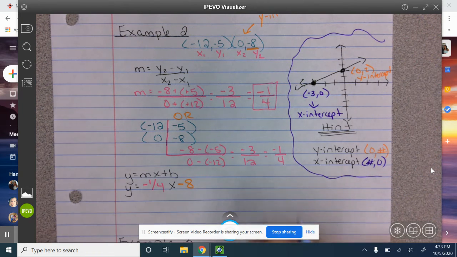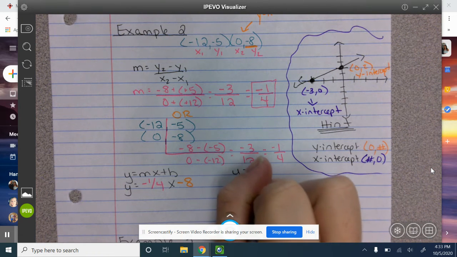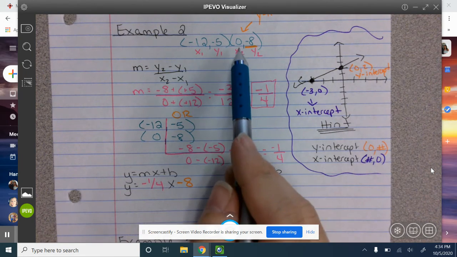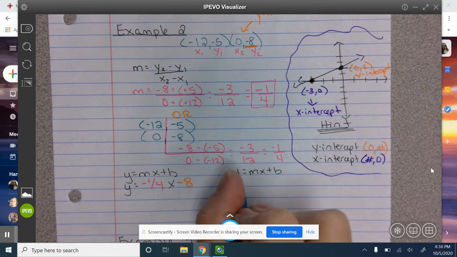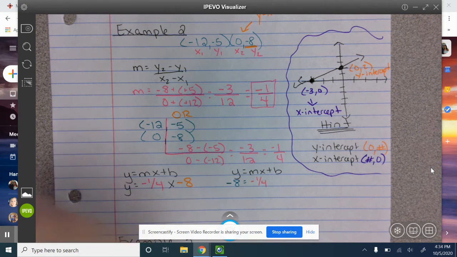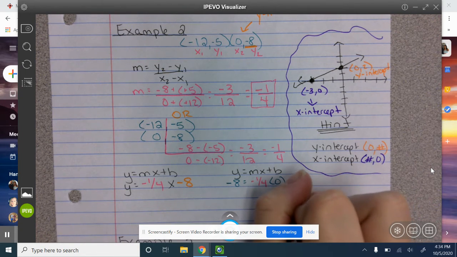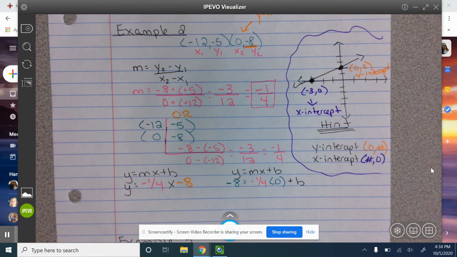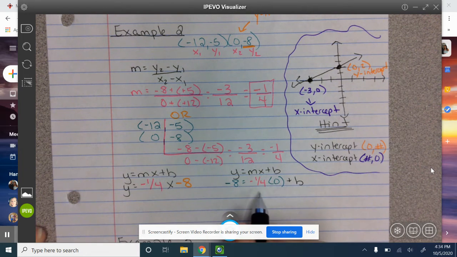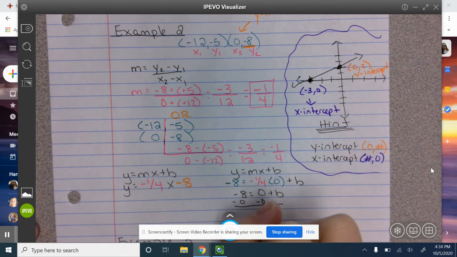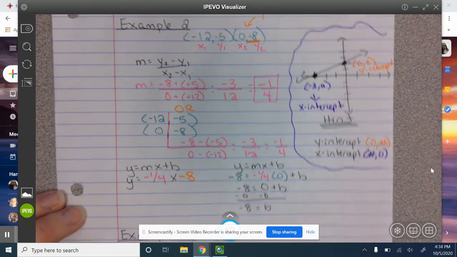If you want to see the work to see how that works out, I'll work it out for you. So we're going to plug in what we know, and I'm still going to just use 0, -8, because if one coordinate has a 0, that's the one I am going to use. So we plugged in our 0 and our -8 where we knew where they were. -1/4 times 0 will still be 0, so -8 equals 0 plus b. When you subtract 0 to get b by itself, b equals -8.